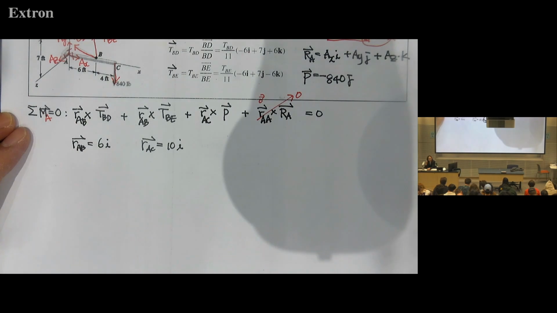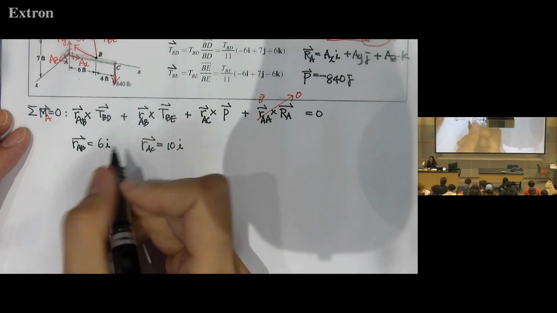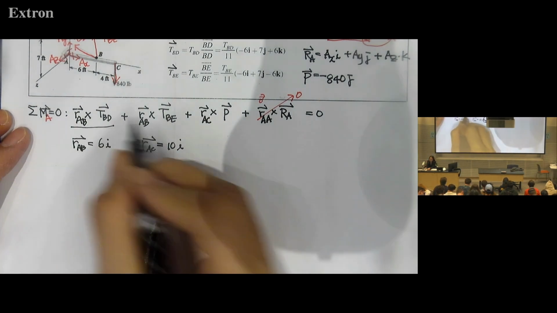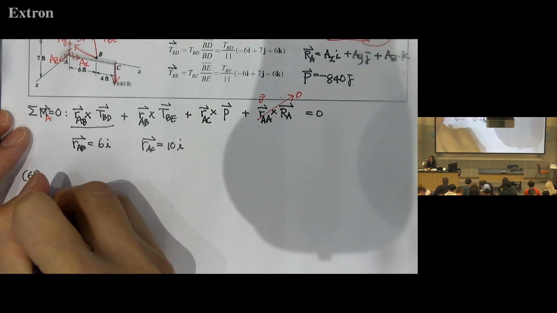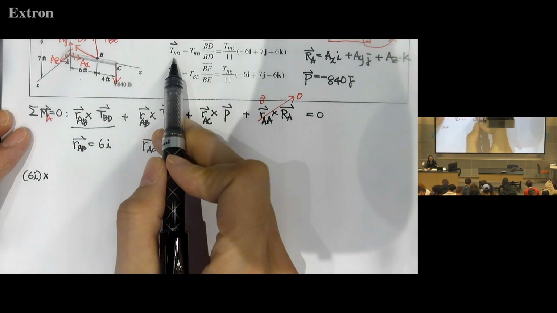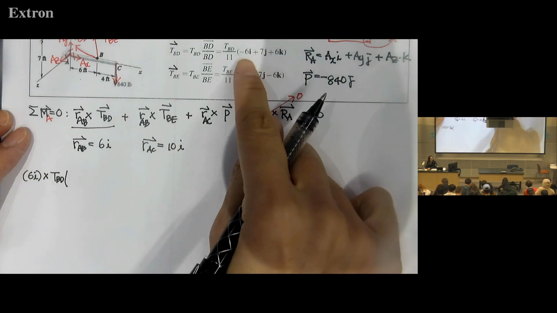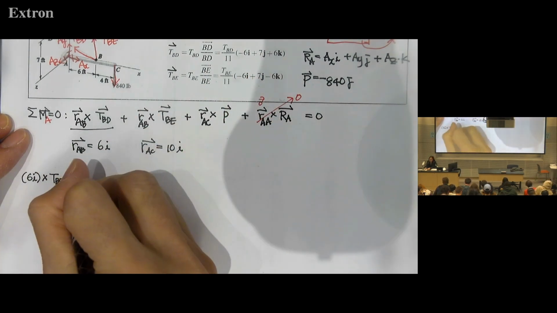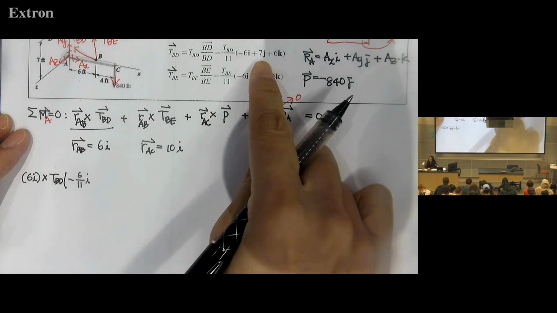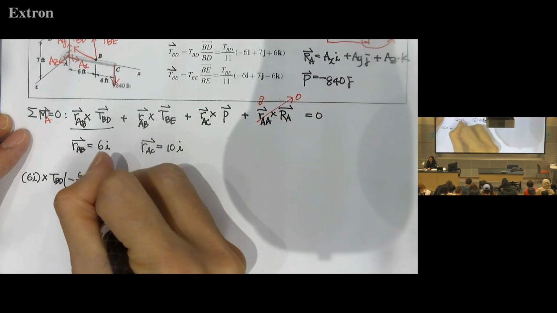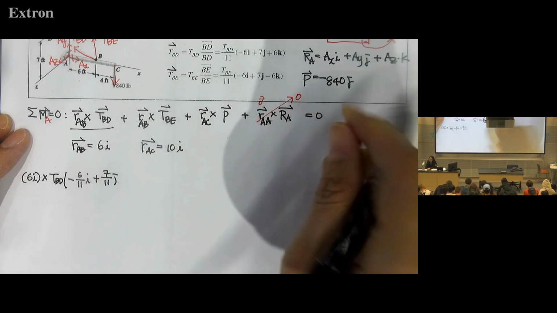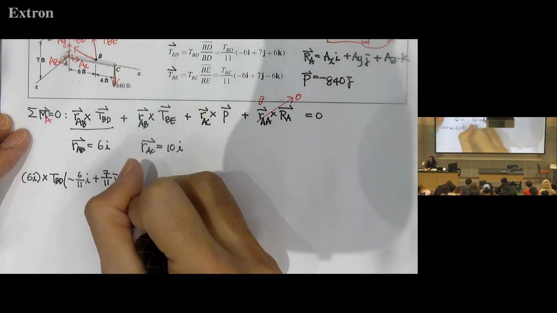So now with this, let's solve this equation. You don't have to use a calculator, okay? Just follow me. First one, 6i cross TBD. So TBD, and then I use minus 6 over 11i, 7 over 11j, 6 over 11k.